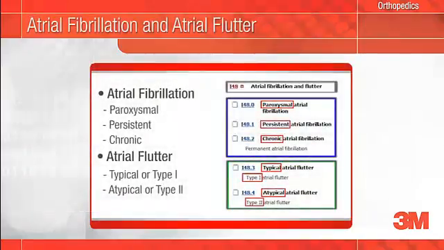New terminology in ICD-10 provides the ability to report the type of atrial fibrillation as paroxysmal, persistent, or chronic, and atrial flutter as typical or type 1, and atypical or type 2. When you can more precisely describe these conditions, these are the terms you should document in your notes rather than just atrial fib or atrial flutter.